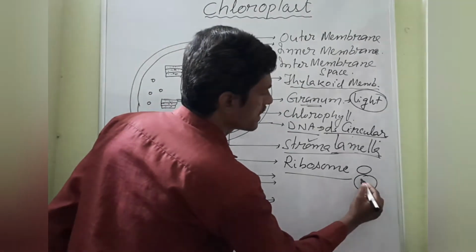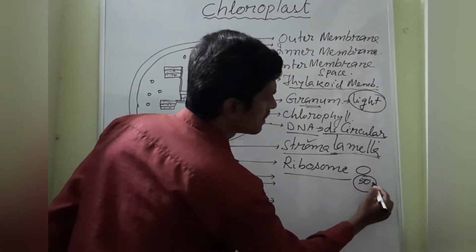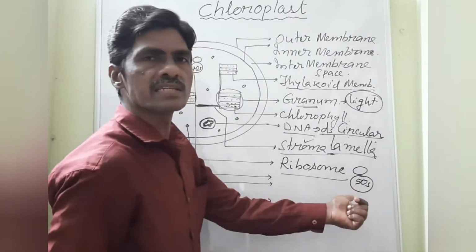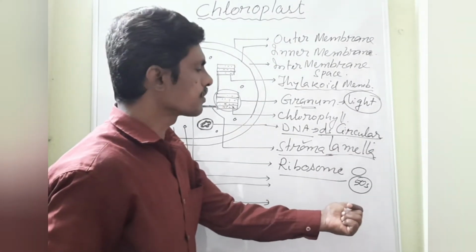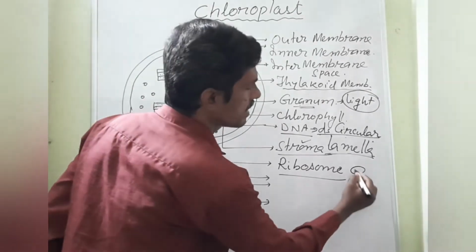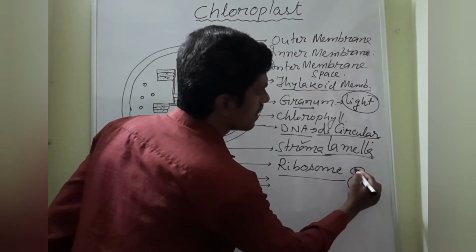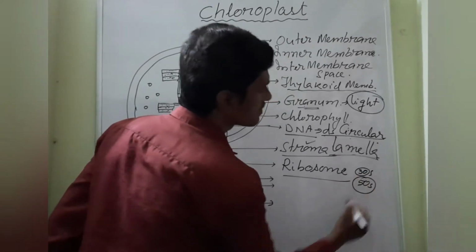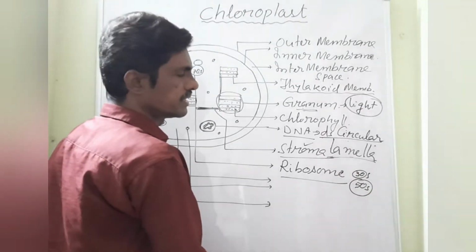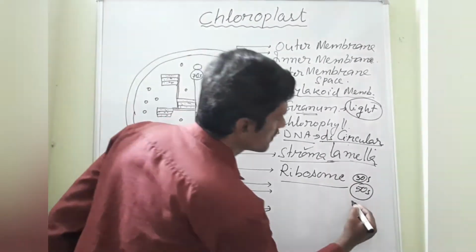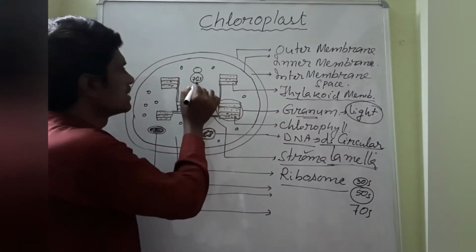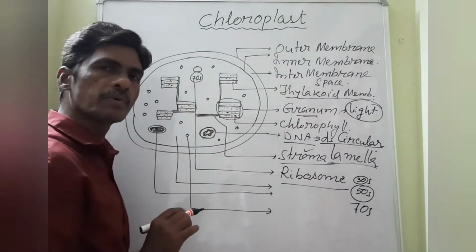The large subunit consists of 50S. S means Svedberg unit. The density and size of the ribosome can be calculated by this S unit. The small unit is 30S. Together they form the 70S. So the ribosome present in chloroplast consists of 70S type of ribosomes.